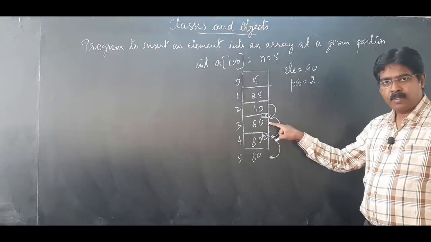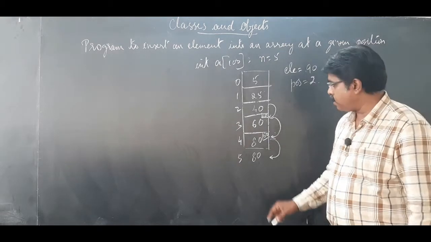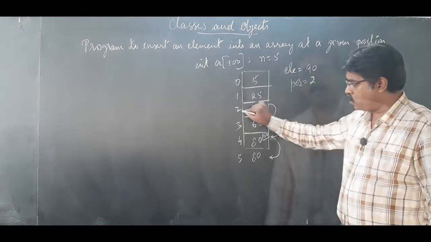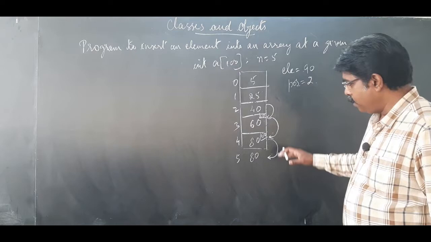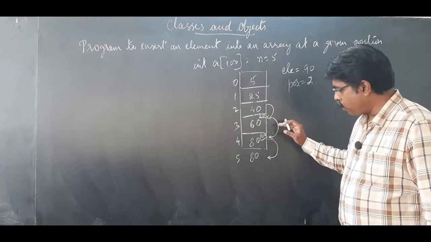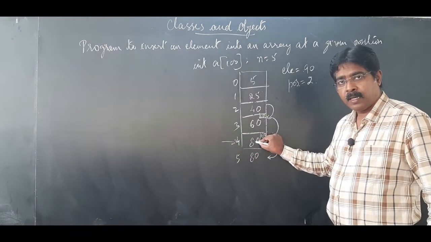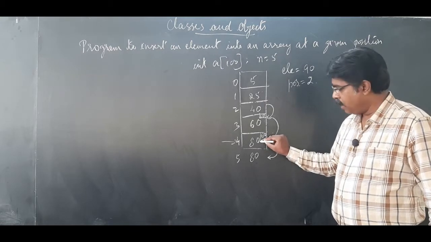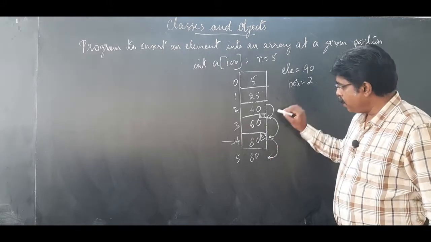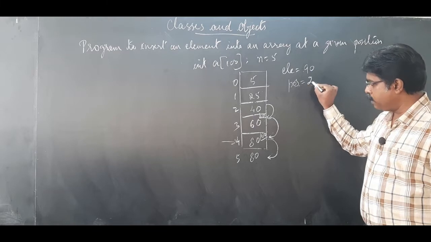When it is shifted, we need to take the condition clearly and properly that the shifting will stop until the position value, that is 2. I repeat, the process of shifting: when we shift, we are going to shift from the last, that is, this is the last element that we took into an array as an input, and this element will be shifted to the next position.